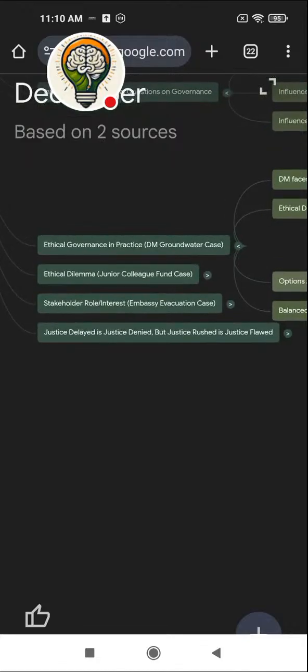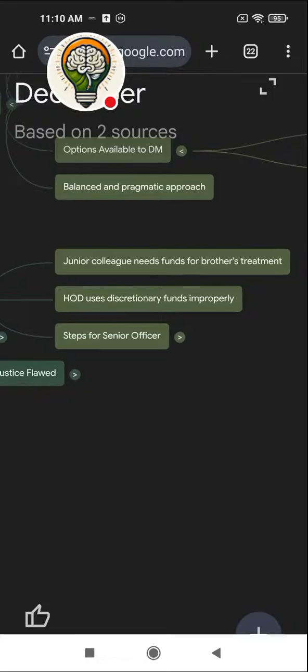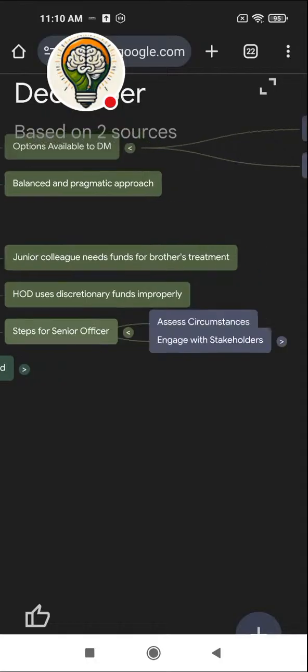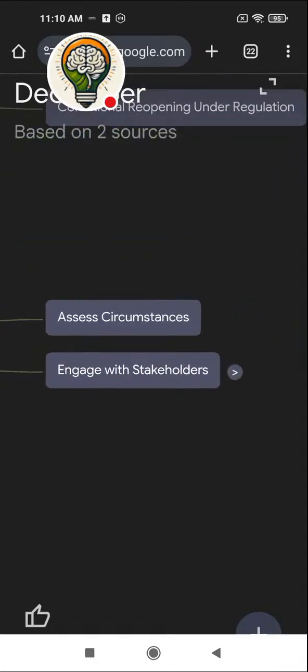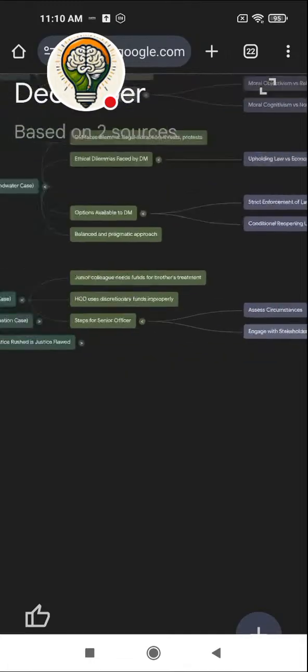Then comes the ethical dilemma: junior colleague fund case. So junior colleague needs funds for brother's treatment. HOD was diverting fund improperly, and step for senior officer. So assess circumstance and engage with stakeholder and discuss with department head, provide assurance to junior colleague.